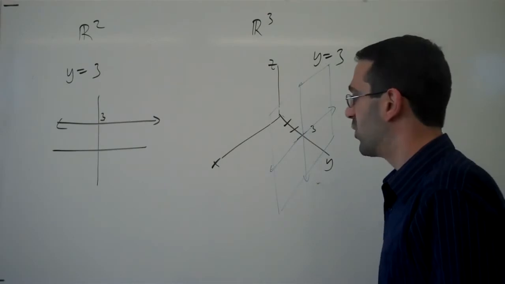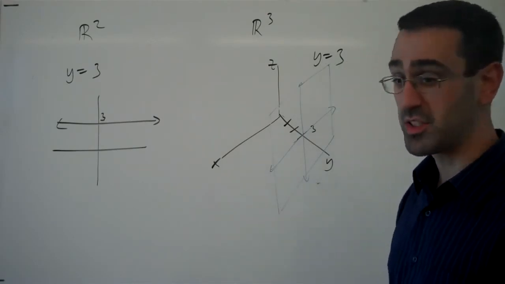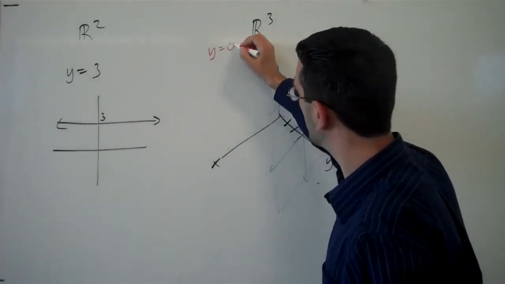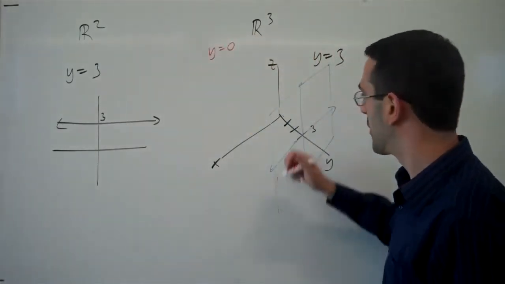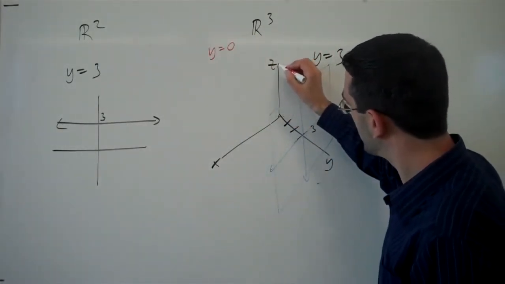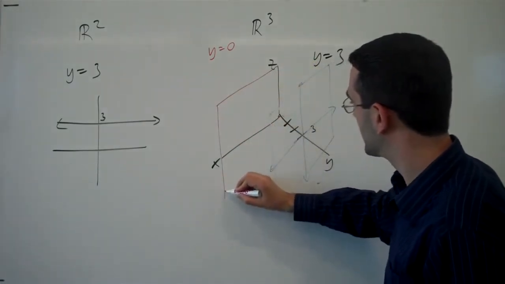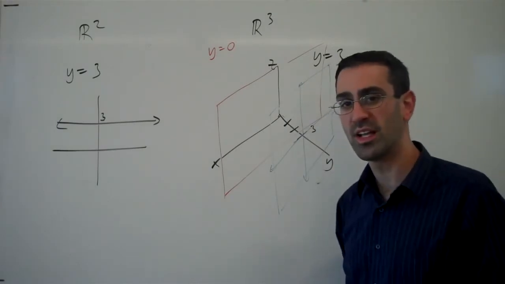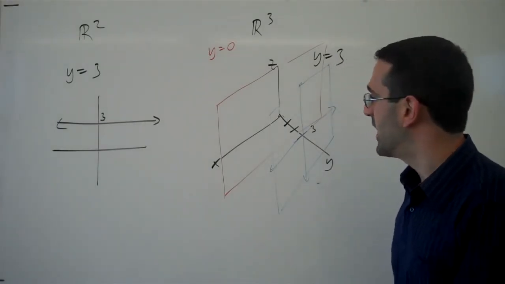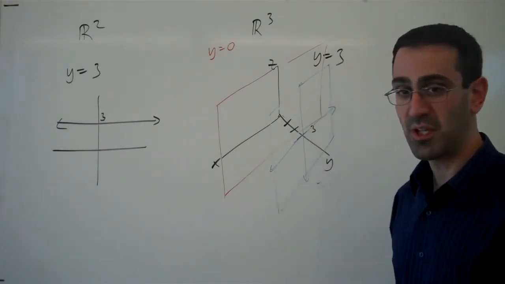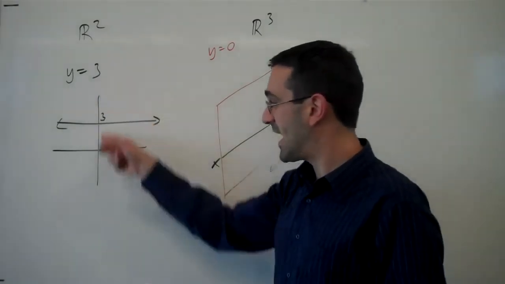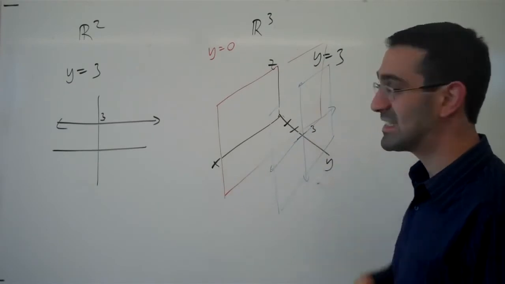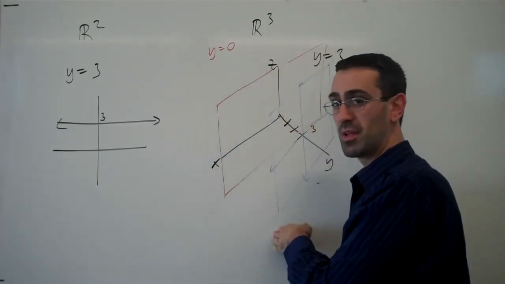Likewise, what would y equals 0 describe? Y equals 0 would describe all the points where y is 0, and would include the x and the z axes. That would be the plane y equals 0. And this is called one of the coordinate planes, kind of like we have the axes, the x and y axes here. We have the x, y, and z axes, but we also have the coordinate planes.